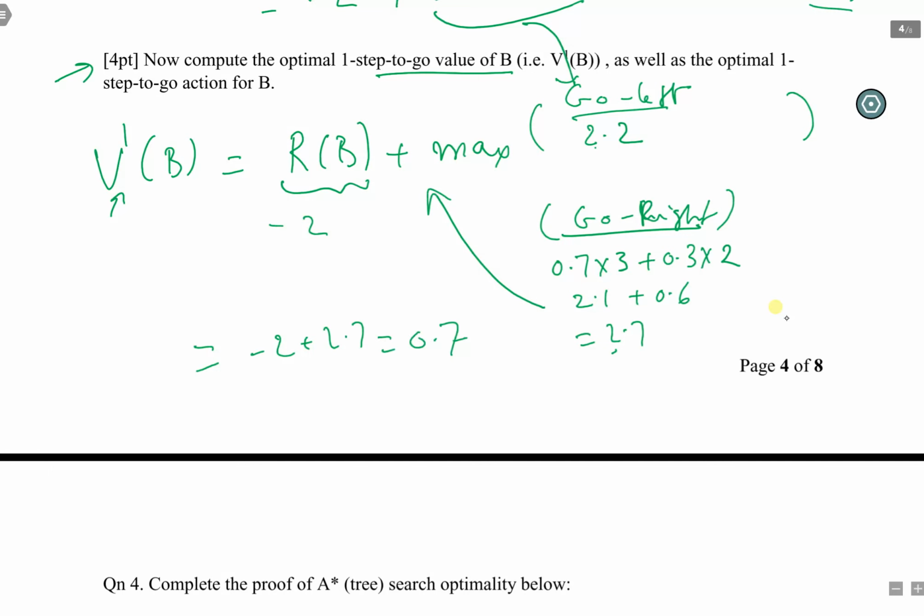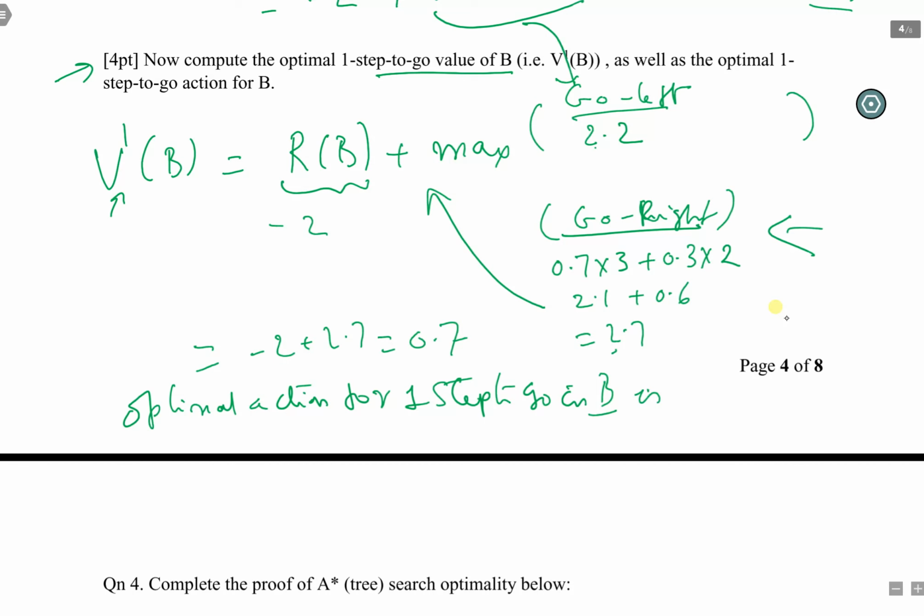Of course, the optimal action for one step to go in B is whichever is the max that you got here, which is go right. That's it. Okay, that's all.